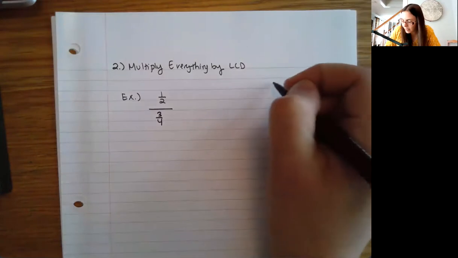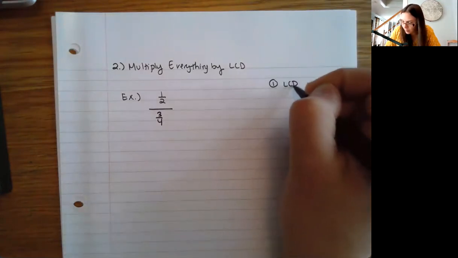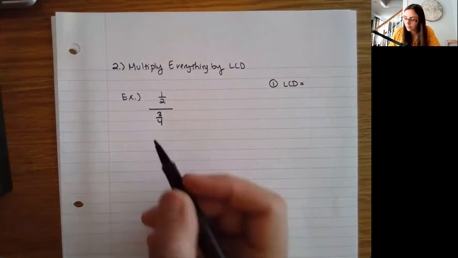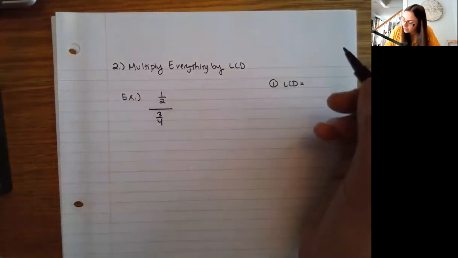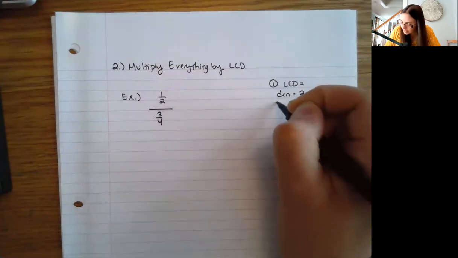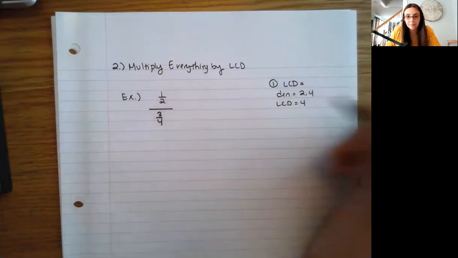So I do need to find my LCD here. So you're still going to start the same way. I shouldn't say that. You're not starting the same way, I guess, in this case, right? Because in the last example, if we're multiplying or dividing, we don't need these common denominators. But this one is similar to the example we just did. So I do need my LCD here. So I'm looking at 1/2 and 3/4. I have my two denominators, which are 2 and 4. So my LCD is going to be 4 here.